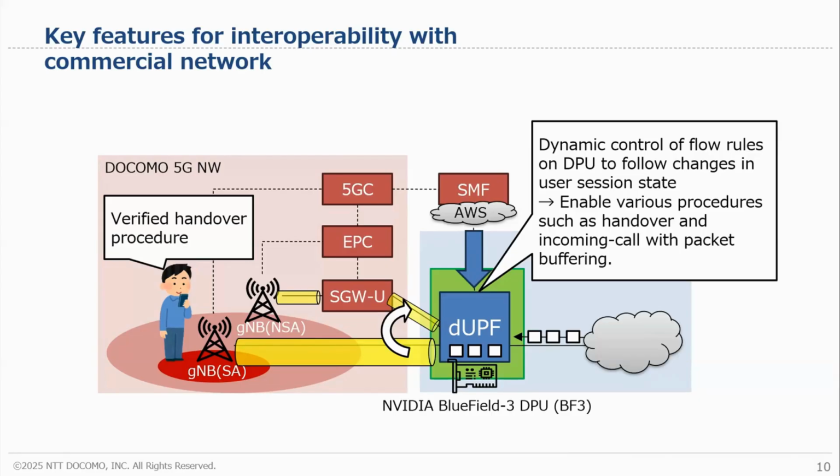So this enabled various procedures such as handover and incoming call with packet buffering. So we tested the handover procedure while connected to the actual commercial networks at Internet Tokyo.